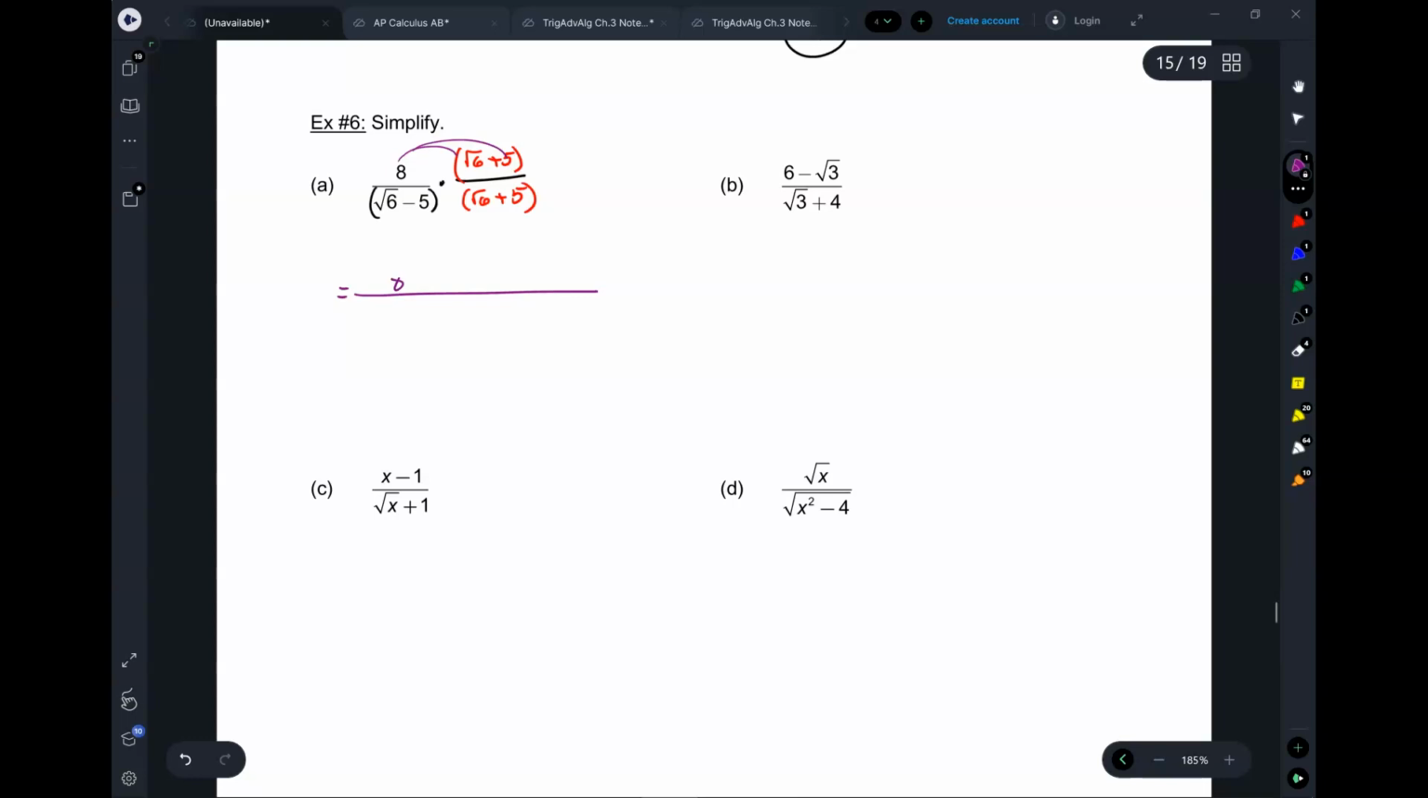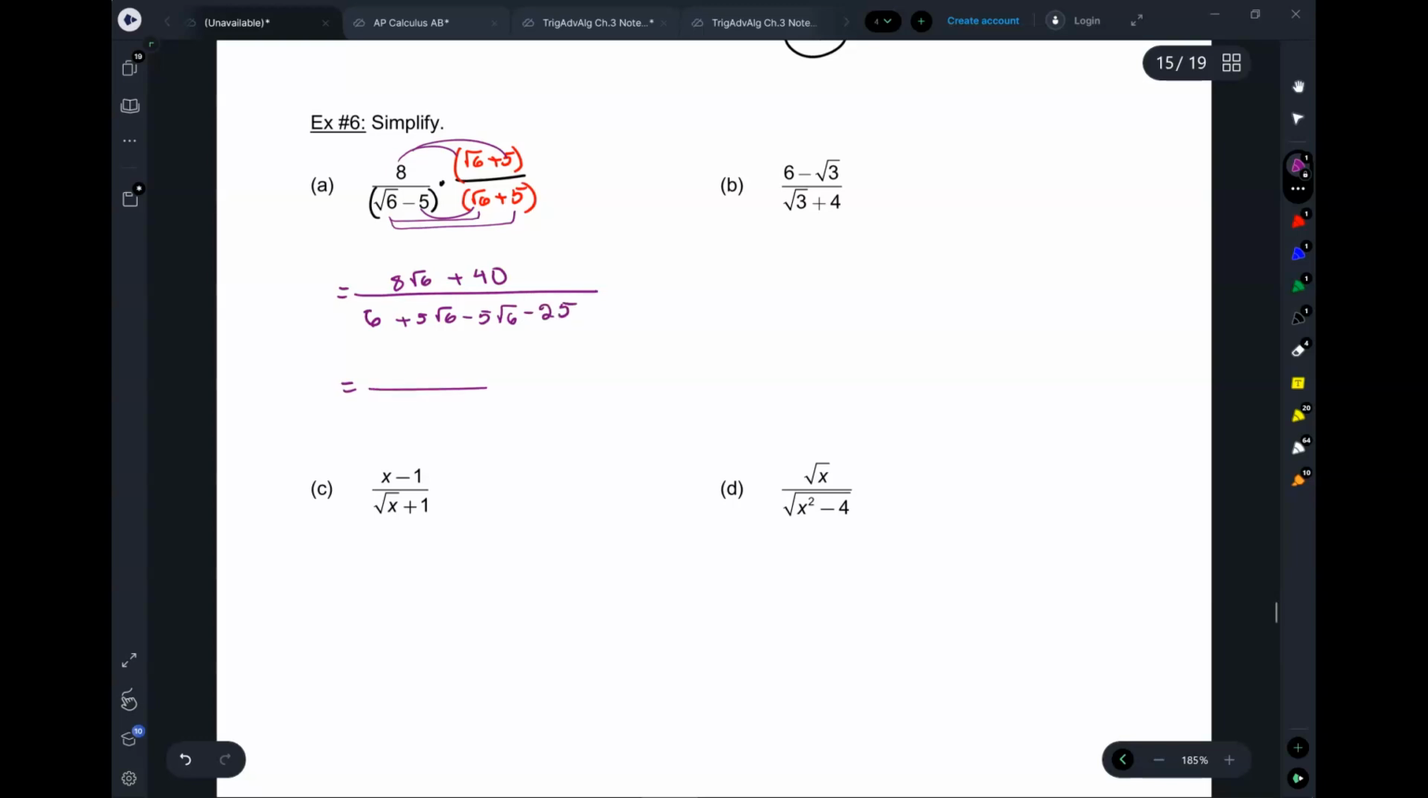Okay, so let's distribute this. We're going to get 8 root 6 plus 40. The denominator: this time I'm going to do it the long way, and then the next time we're going to do it using the shortcut. So if we FOIL this, first terms give you 6, outer terms 5 root 6, inner terms negative 5 root 6, last terms negative 25.